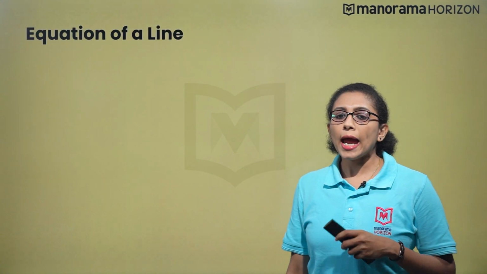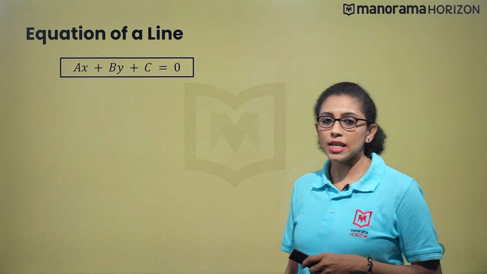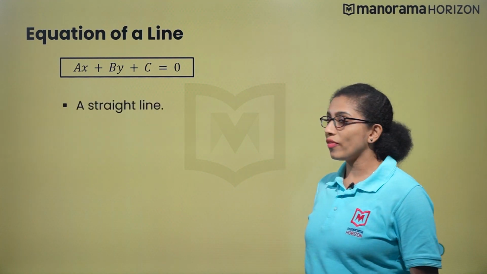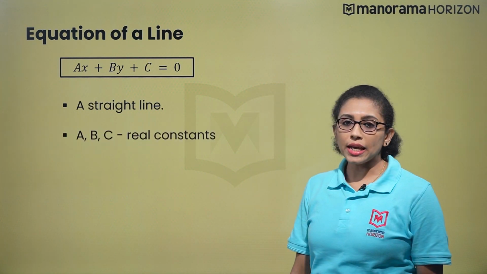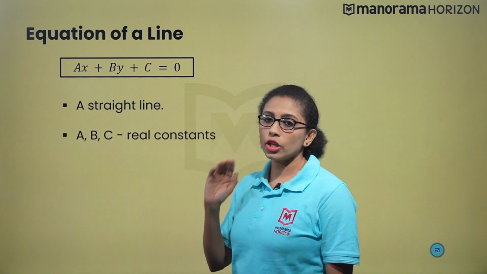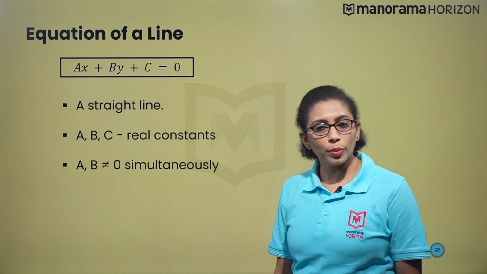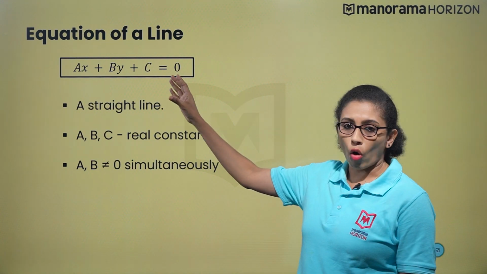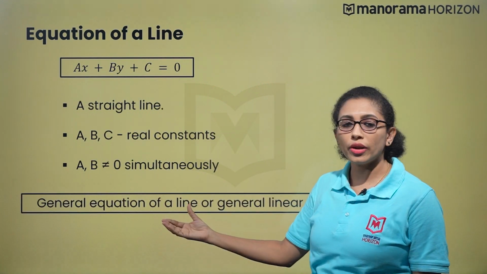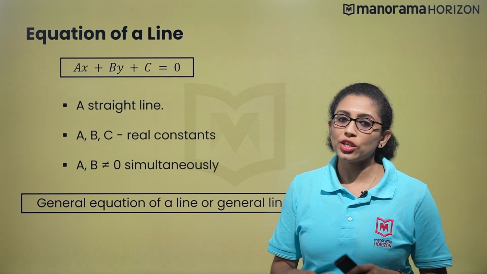We know any graph of the form ax plus by plus c is equal to 0 is always a straight line, where a, b, c are real constants, such that a and b are not zero simultaneously. And any equation of this form is called the general equation of a line or general linear equation.